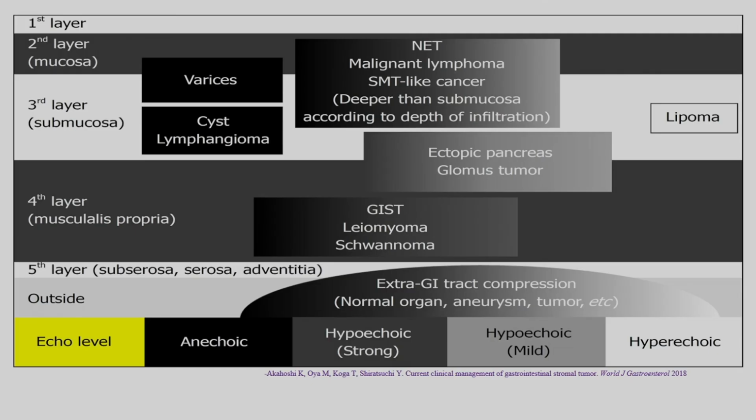This is a busy slide, but it's quite simple. In EUS, we describe the lesion as anechoic, hypoechoic, or hyperechoic. Anechoic is completely black.